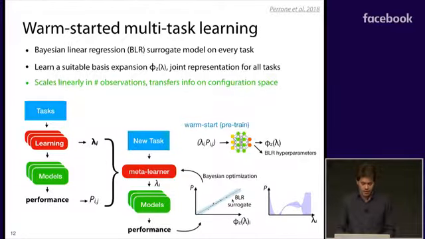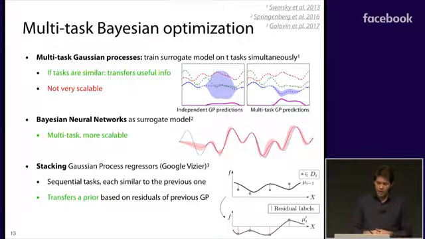If you do that, then you can simply fit a linear Bayesian regression model in there, and you can use that perfectly well for making predictions. That scales much better. Another thing you can do, you can combine your surrogate models from different tasks using multitask Bayesian optimization.